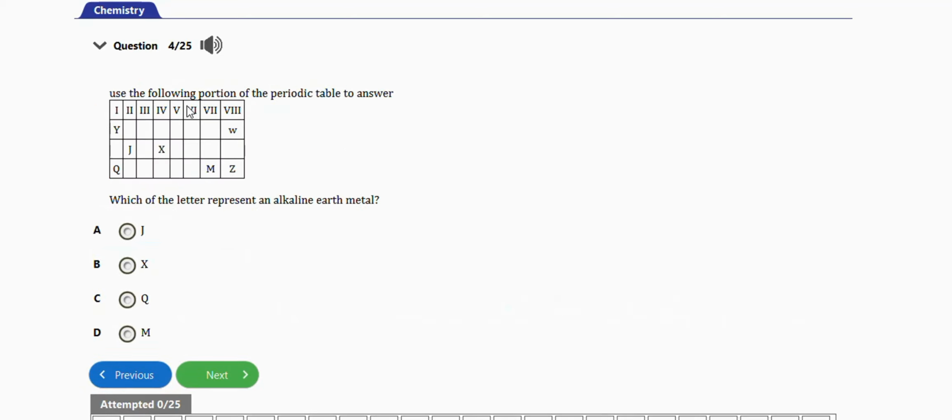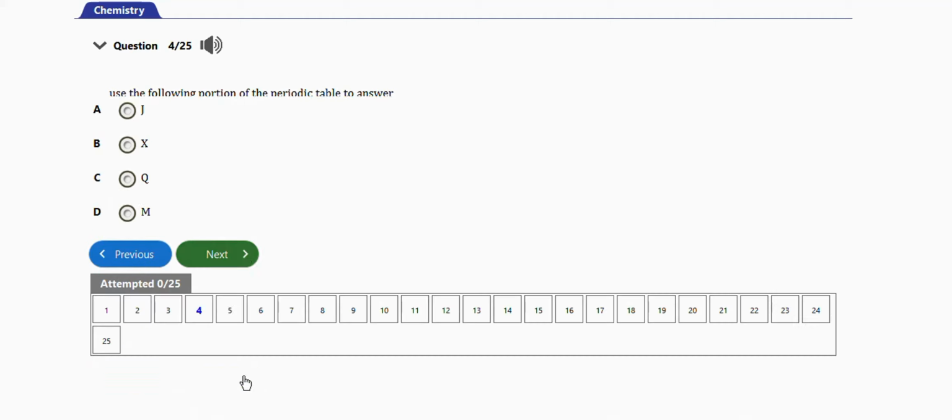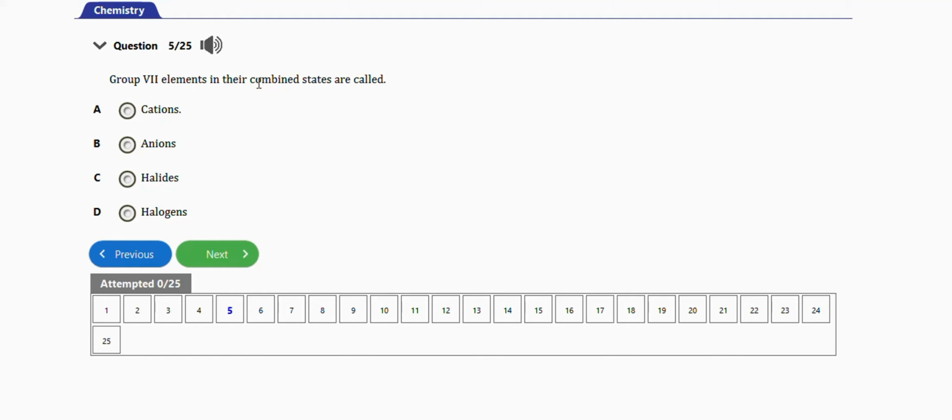It says use the following portion of the periodic table to answer this question. Which of the letters represent an alkaline earth metal? It is the letter J, which is under group 2. Group 2 elements are known as alkaline earth metals. So the right option here is option A. The next question will be this one. It says group 7 elements in their combined states are called: cations, anions, halides, halogens. Group 7 elements are called halogens, so that should be the answer to this question, option D.